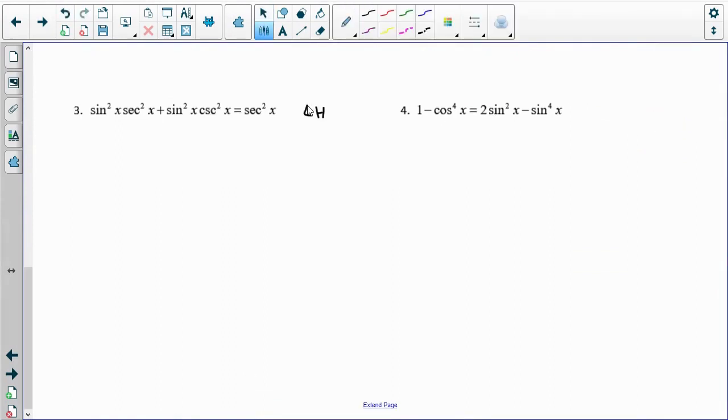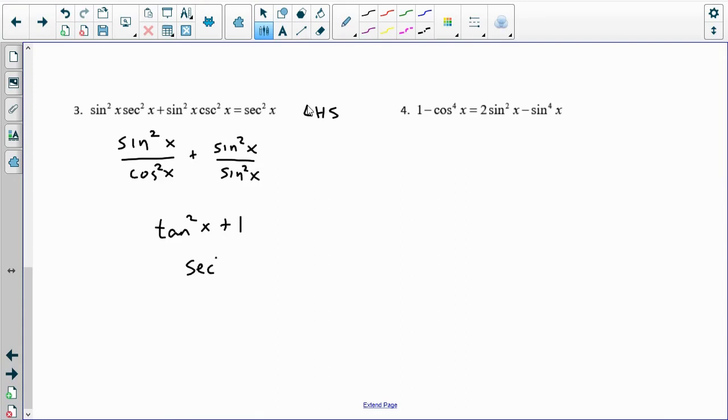I'm going to work with the left-hand side on number 3. I'm going to convert secant squared into sines and cosines. So I have sine squared x over cosine squared x. And then I have this cosecant squared. I'm also going to convert that into sines and cosines. So now I have sine over cosine, that's tangent, and they were both squared. Sine over sine is just 1. And then tangent squared plus 1 is secant squared, as I learned earlier on this page. So I'm done with this problem. That problem was really not very hard if you convert everything to sines and cosines right away.